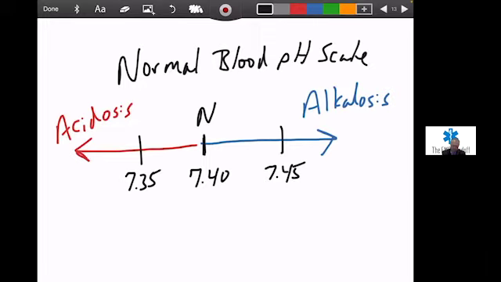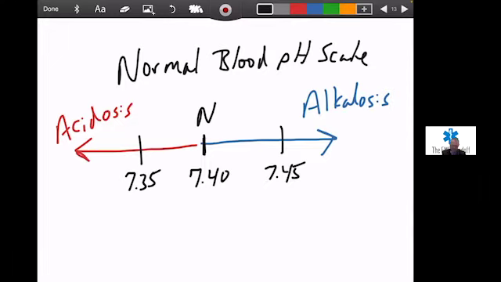So once we get above 7.45, it's alkalosis. Once we get below 7.35, it is acidosis. Now, we're also going to look at a couple of other things here. We'll plug in the other two things that we're going to look at.